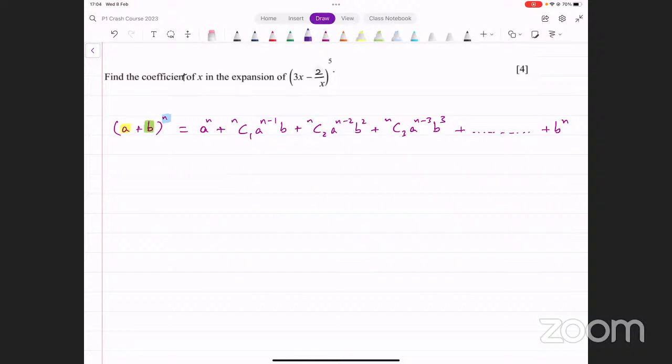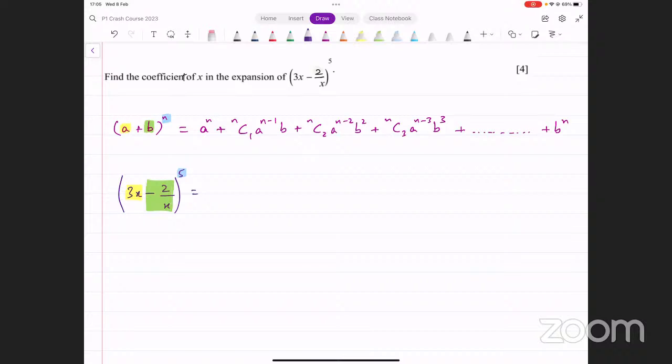The first method works like this. All you've got to do is just expand it like you would normally do. So what's the expression? It's 3x minus 2 over x whole raised to power 5. All right. This is the expansion that you need to do. What do you have in place of a here? You've got 3x. In place of b, you've got minus 2 over x. And then the power is 5. All right. This is what we've got.